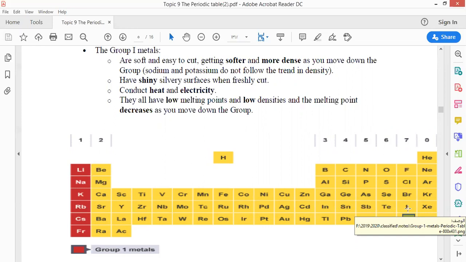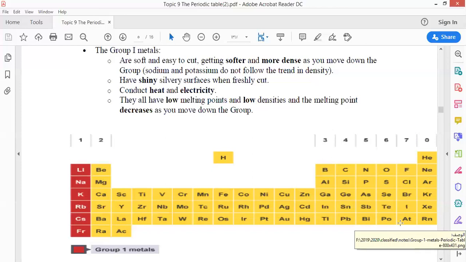What about color? What about the trend of color? As you're going down through group number 7, color gets deeper. Fluorine is yellow, chlorine is green, bromine is red, iodine is black.